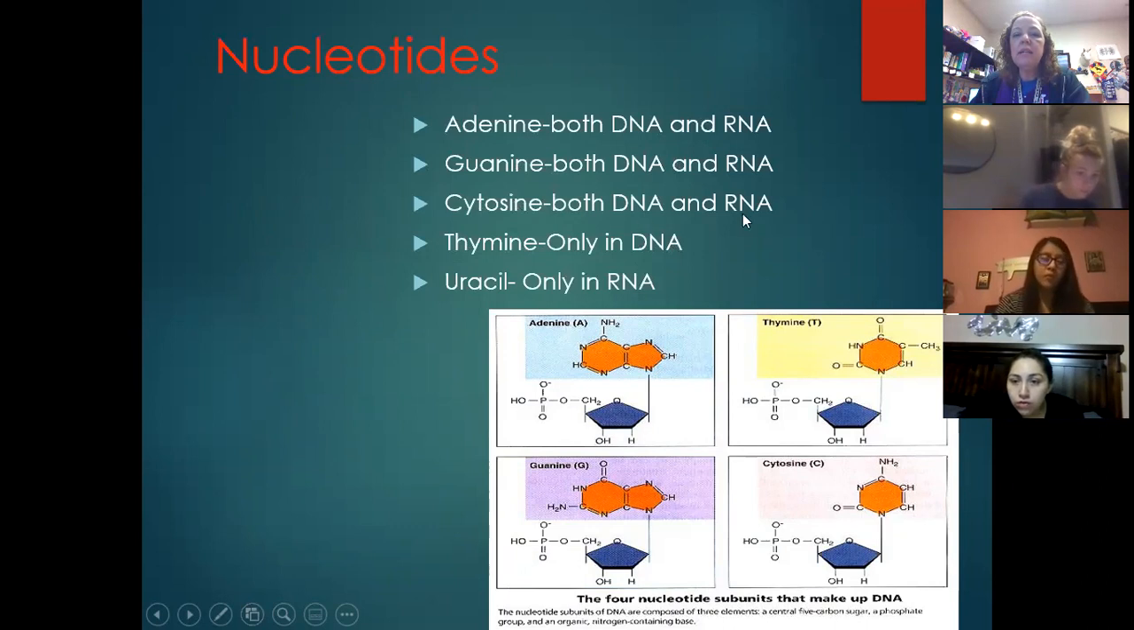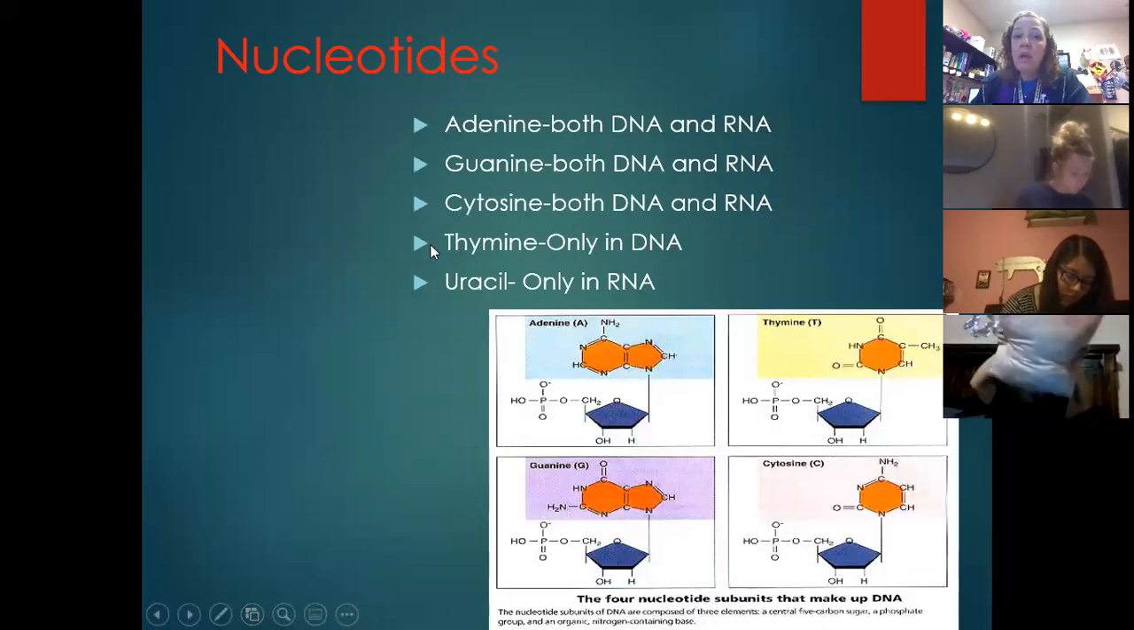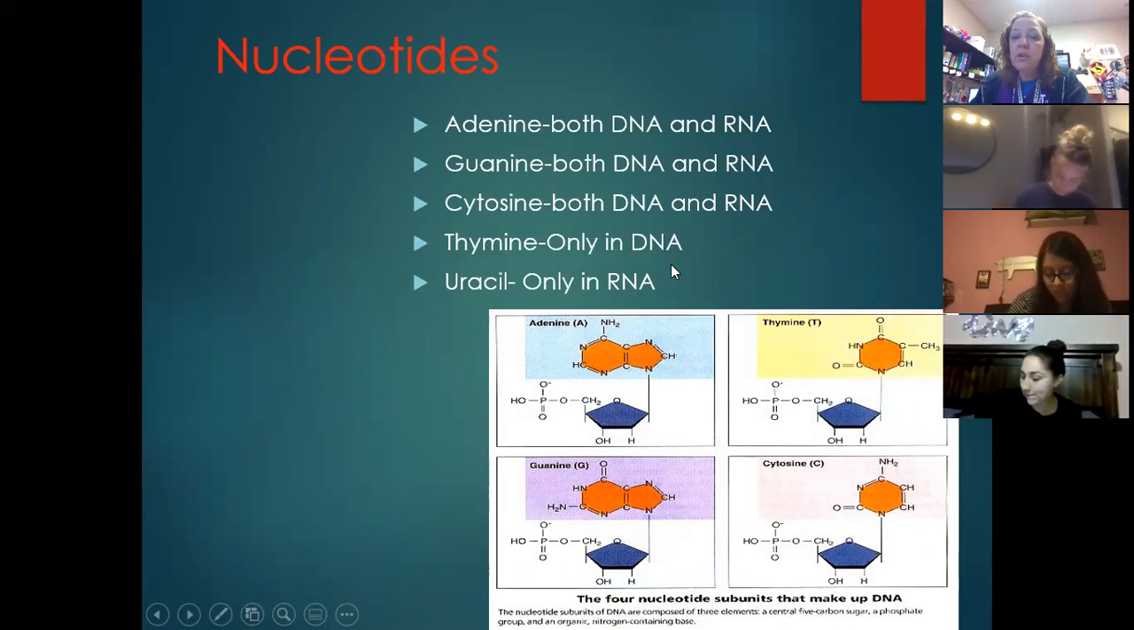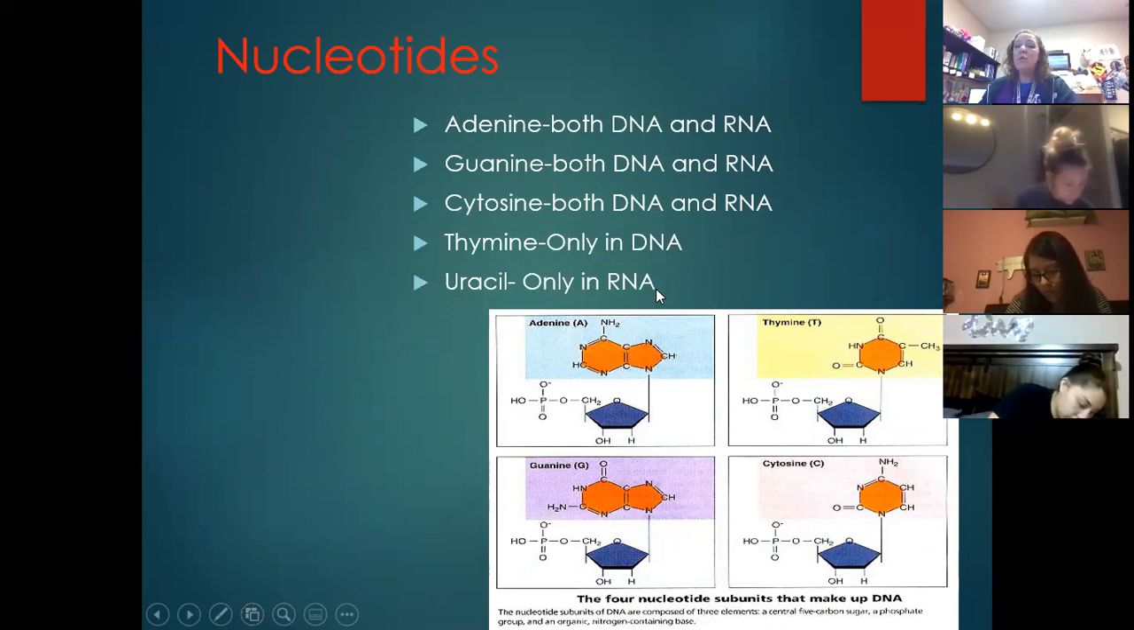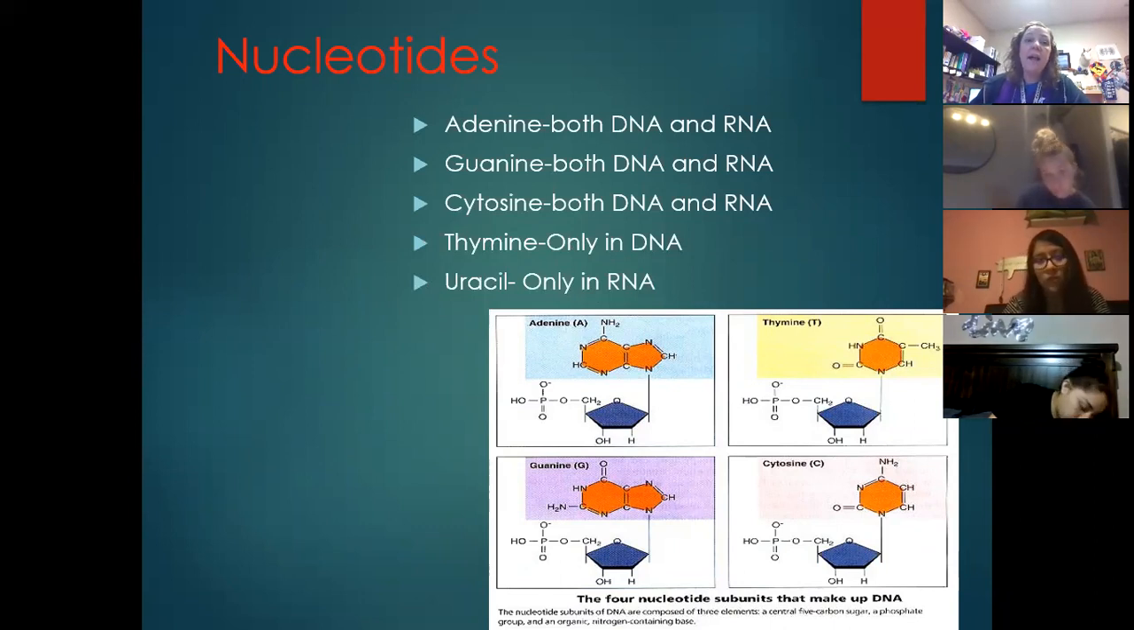Adenine, guanine, and cytosine are all three found in both DNA and RNA. Thymine is only found in DNA, and then it transfers into this other thing called uracil when we're in RNA. So thymine is only in DNA. Uracil is only in RNA. That would be, I think, a great multiple choice question. Which of the following is only found in RNA? And then I could put adenine, guanine, cytosine, and uracil.